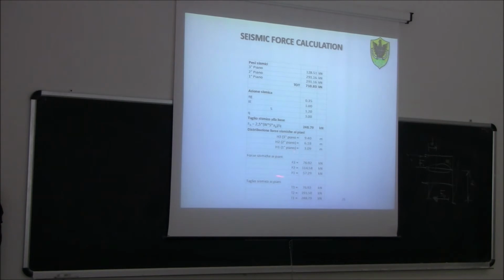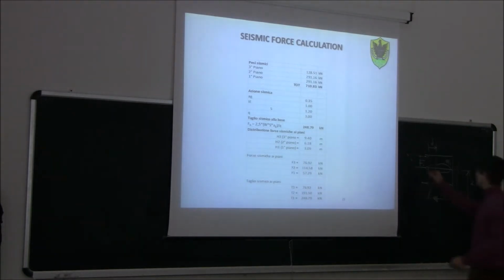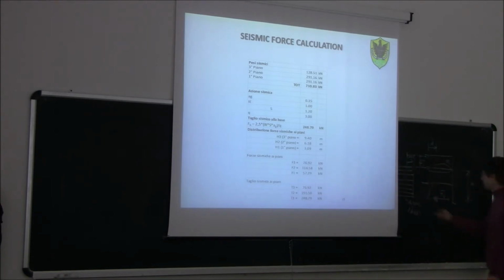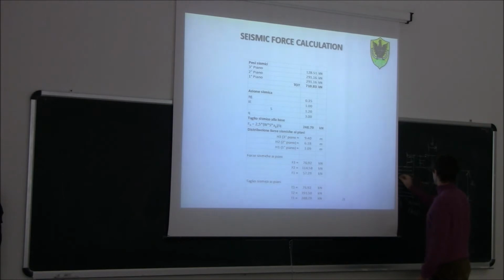And then once we have the seismic force at a different story, we can calculate the seismic shear. The seismic shear would be the sum of those forces. So it would be a plot like this. So this is the seismic shear: T3, T2, and T1, where T3, of course, is equal to FB. Okay?